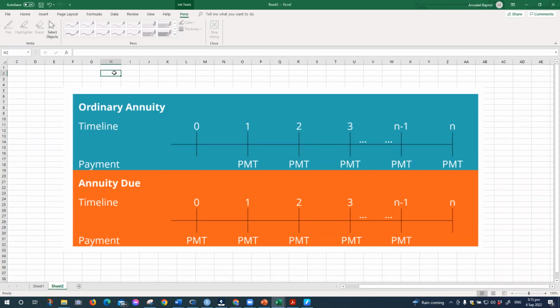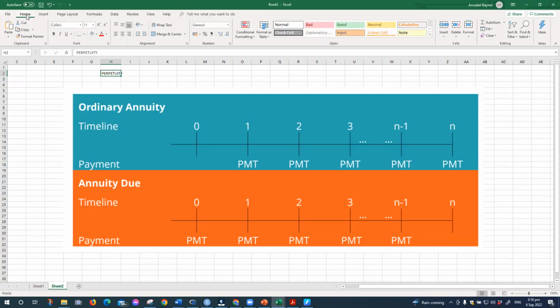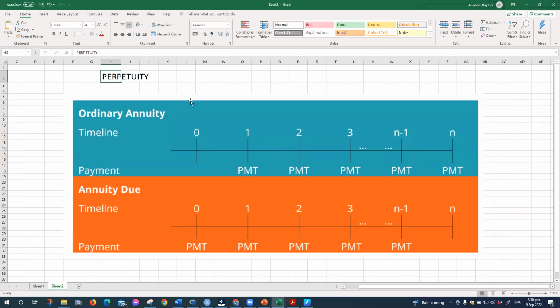Let me write it here, perpetuity. Siguro i-share ko na lang din sa inyo itong Excel file na to for your reference. Mas maganda pa yung 2016 na Excel kaysa 365. Although yung 365 kasi maraming features siya. Okay, I take back my word. Mas maganda pa rin talaga yung Office 365.